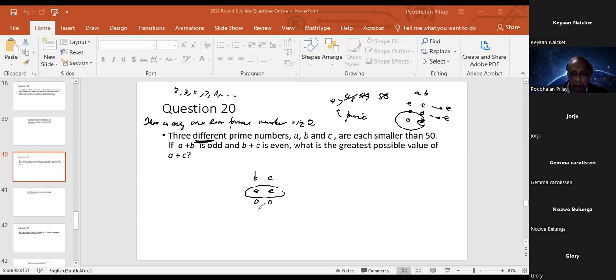So now you have to conclude B and C are both odd, because the sum is even. All right. But we said here earlier, as far as A and B are concerned, one of them is odd and one of them is even. Now we are given that B is odd, and C is odd.